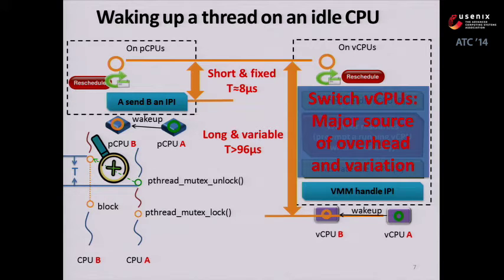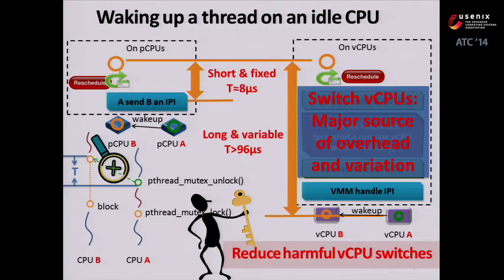So these operations, which switch virtual CPUs, are the major sources of overhead and variation. Based on our experiment, they contribute more than 80% of the latency. So the key to mitigating this problem is to reduce harmful virtual CPU switches.